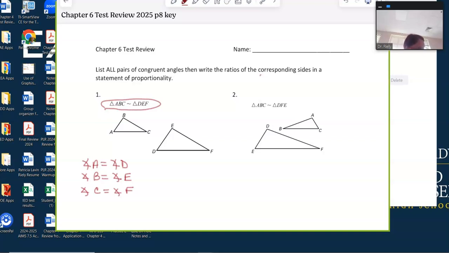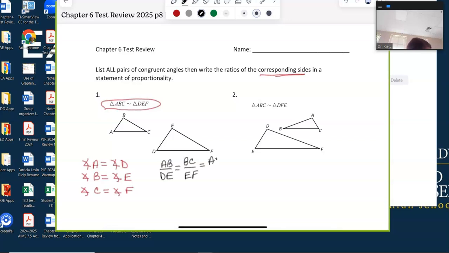Next, they want the corresponding sides. So let's grab the sides. So the sides, using my similarity statement, the first pair is AB. That goes over the first pair, DE. Then I say equals. Notice I don't say similar, I say equals. And then I'm going to say BC over EF. And then I'm going to say AC over DF. And I am done.